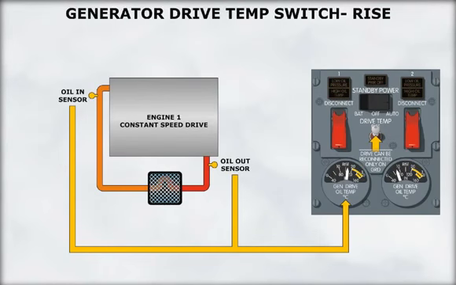When the generator drive temperature switch is positioned to rise, the outer scale of the temperature indicator displays the difference between the temperature of the oil leaving the CSD and the temperature of the oil as it enters the CSD. The displayed value is an indication of the generator drive workload.